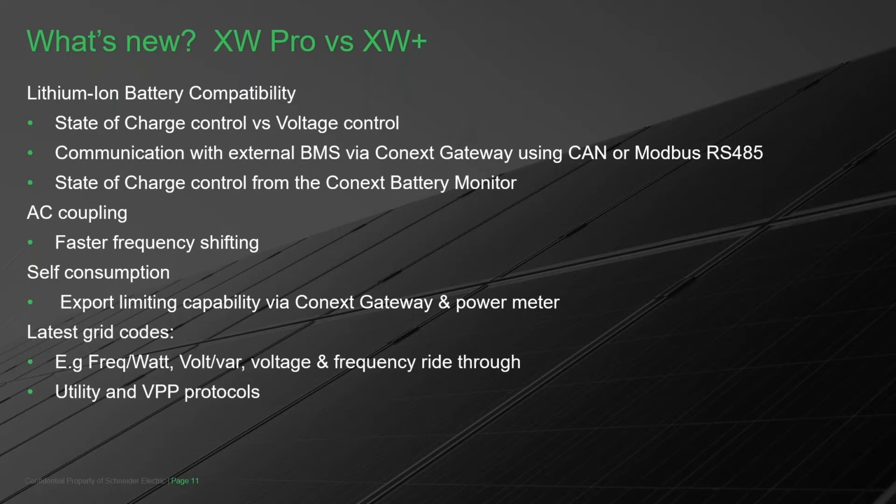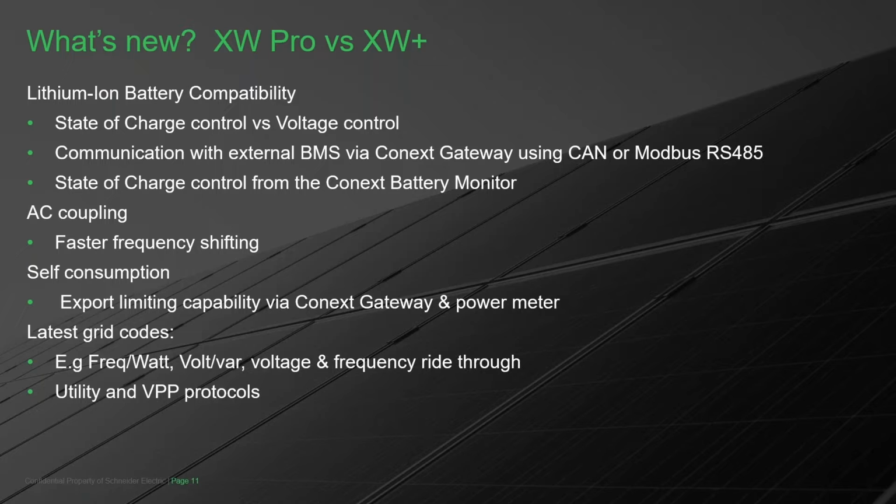And the grid codes. What we see in the market is many regions are asking for their own very specific grid codes. For example, California with California Rule 21, also known as 1741 SA, Puerto Rico with the PREPA grid code, Hawaii with HECO 14H. So these different regions are asking for something very specific, something different.